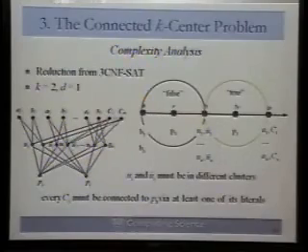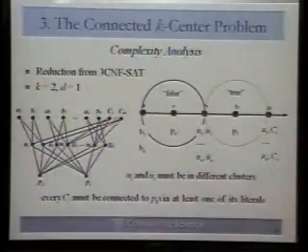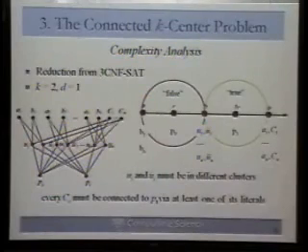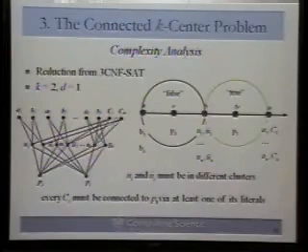Now we have these technical gadgets here at the top, A1 to An and B1 to Bn, which will make sure that ui and ui bar must be in different clusters. Right? This is a constraint that is inherent in the logical SAT problem. A variable or its negation is true.